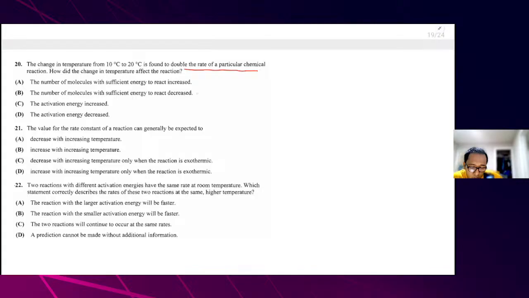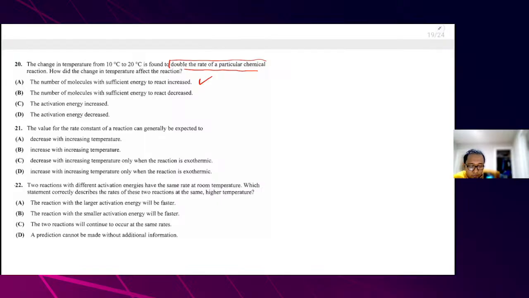Double rate. The number of molecules with sufficient energy to react decreases. Double rate. Okay, the number of molecules will increase, right, if we increase the temperature.